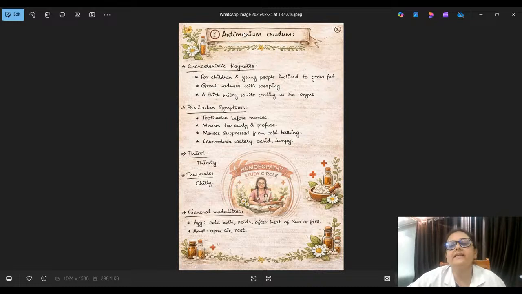Basically, Antim crude is a gastric remedy. As I told you, any remedy can be given for any condition, and any condition can be treated with any remedy. But some remedies have an affinity for some systems. Antim crude mostly has an affinity for gastric disturbances, and that too in a girl who is fat, has gastric disturbances, and has attained menarche at a very young age. You can think of Antim crude, especially if the girl has a thick milky white coating on the tongue.